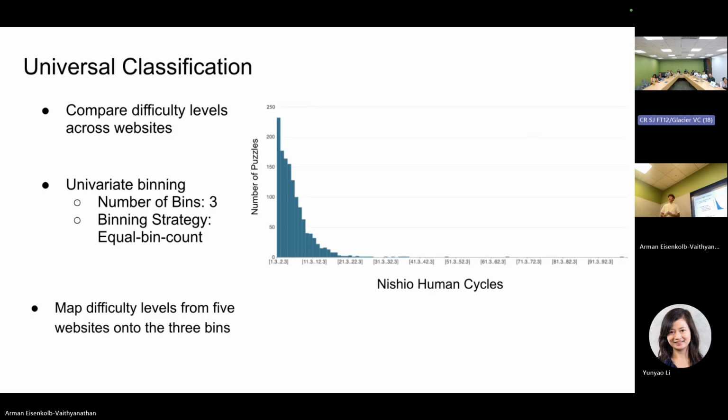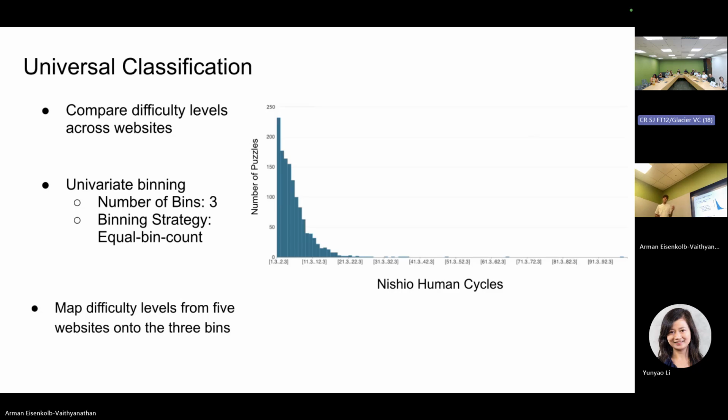For the number of bins, I've chosen 3, since that's the minimum number of difficulty levels we see in a website. For the binning strategy, there are 2 choices. Either equal bin count, which prioritizes putting an equal number of data points in each bin, and the second is equal bin width, which makes each bin an equal width. Equal bin count is preferred for distributions that have moderate to great skewness.